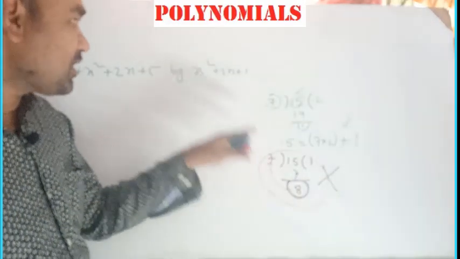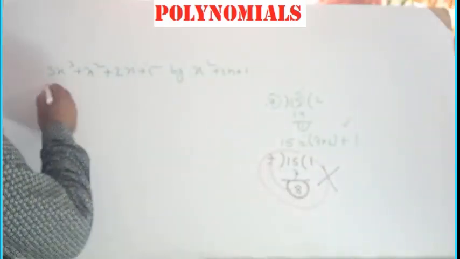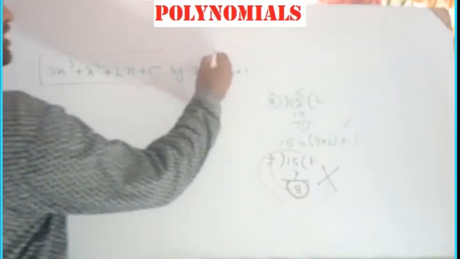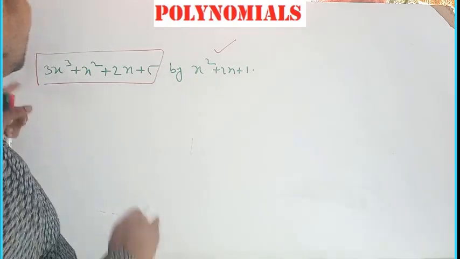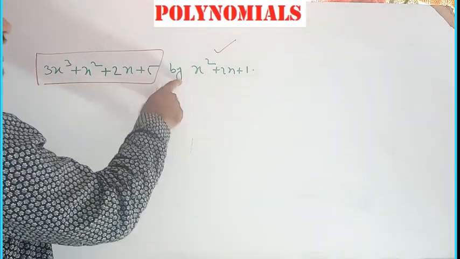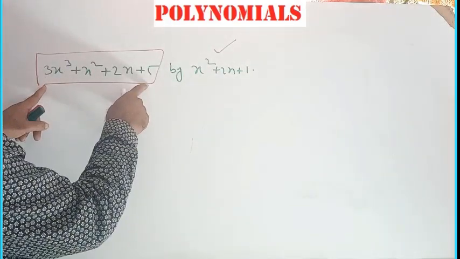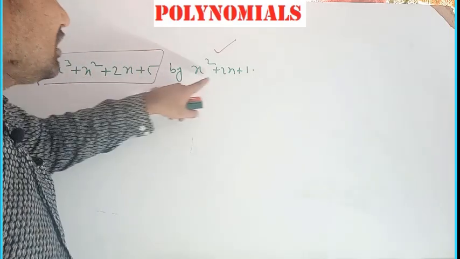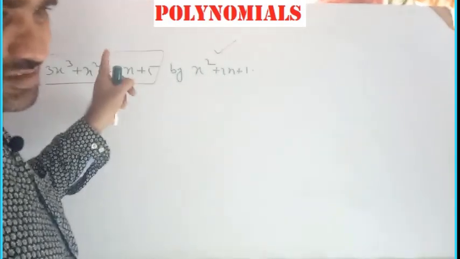Same concept is applicable in polynomials also. Means if divisor is given, this is the dividend, this is the divisor. How to divide a polynomial by another polynomial? I will explain through this example. Listen, students. We want to divide 3x cube plus x square plus 2x plus 5 by x square plus 2x plus 1. This is the third degree polynomial in x. This is also second degree polynomial in x. Both are polynomials in x.